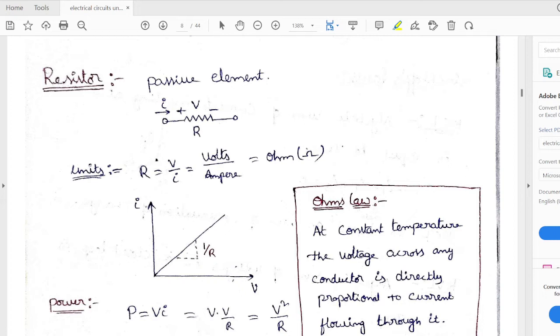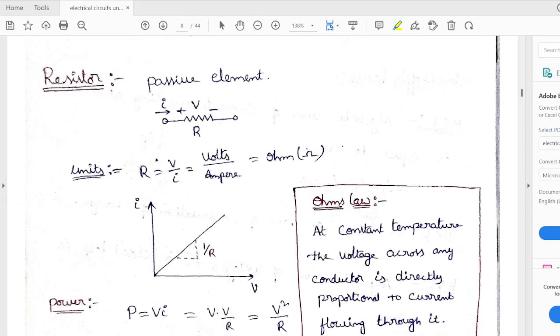If I take V on the x-axis and I on the y-axis and draw a curve by joining all these points: at V equal to 0, I is 0. This is the point. When V is equal to 5 volts, I is 0.5 ampere. Let this point be 0.5 ampere, then that point will come here. If V is 10, then I is 1 ampere. This is the point. If I join all these points, then I'll get a straight line like this.